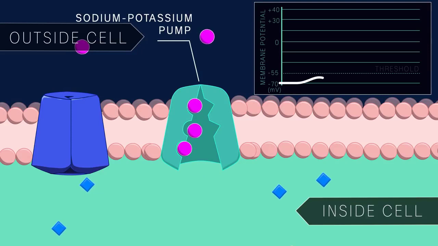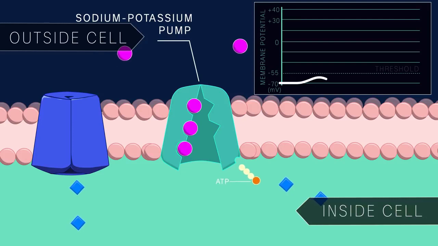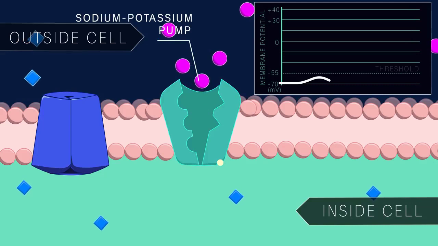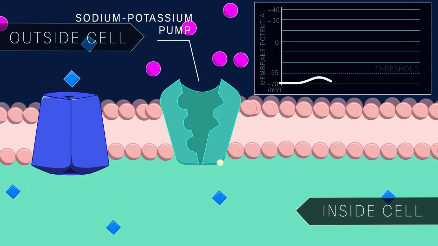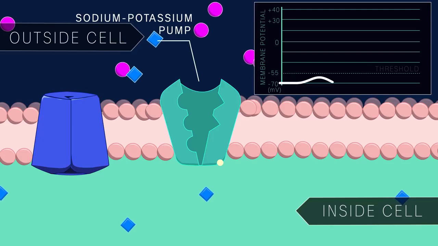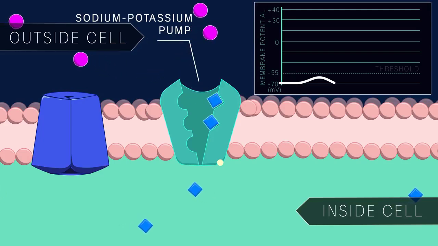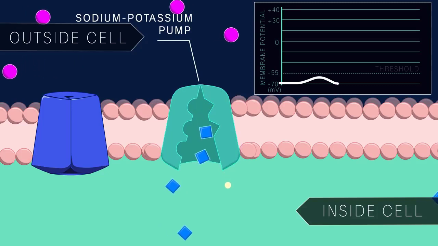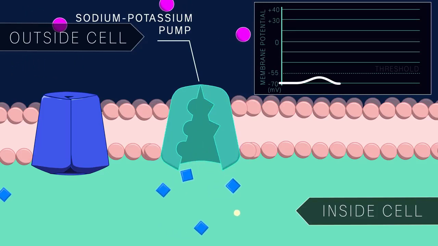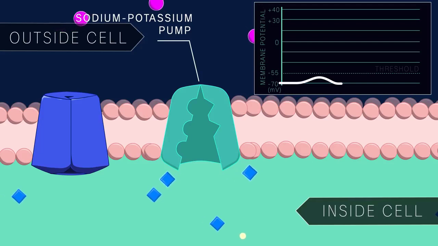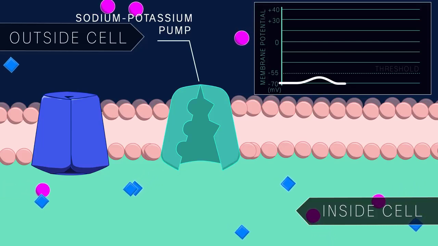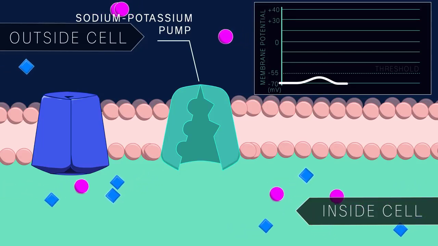This is accomplished primarily by the use of the sodium-potassium pump, which uses the energy generated by ATP hydrolysis to actively transport ions across the membrane against their concentration gradient. In other words, sodium is transported to the outside of the cell where its concentration is higher, and potassium is transported back into the cell where its concentration is higher.